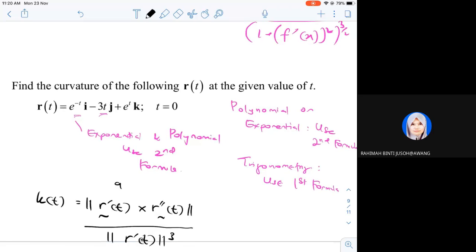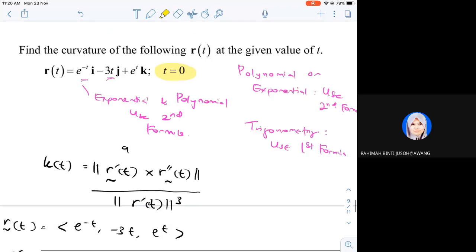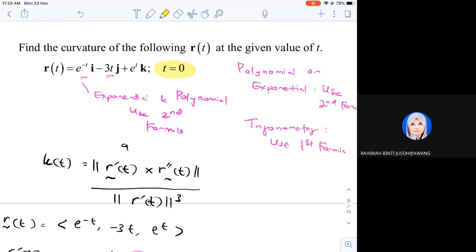Okay, so now, read the question carefully. We have the values of t. So now we can simply substitute the value of t as 0. Okay, the value of t equals 0. So we can substitute this value of t inside our function.